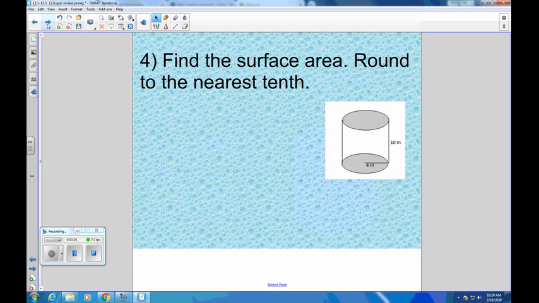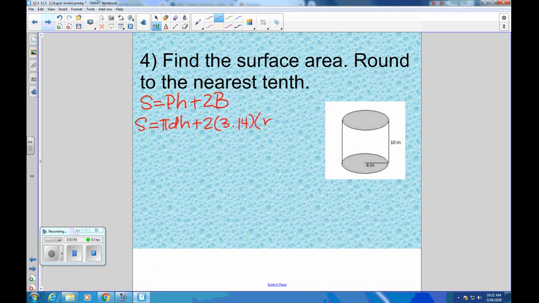Number 4 says find the total surface area and round to the nearest tenth. So this is surface area of a cylinder. I'm going to give you the formula, and we're going to plug in what we know from there. So surface area is pH plus 2 big B. It's a cylinder. P is perimeter of the base, so that's pi times diameter times height, plus 2 times area of a base, which is pi r squared, so 3.14 r squared.